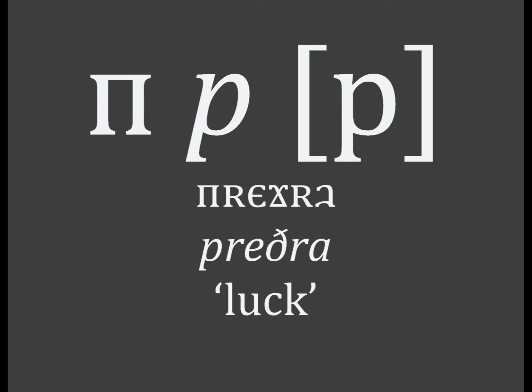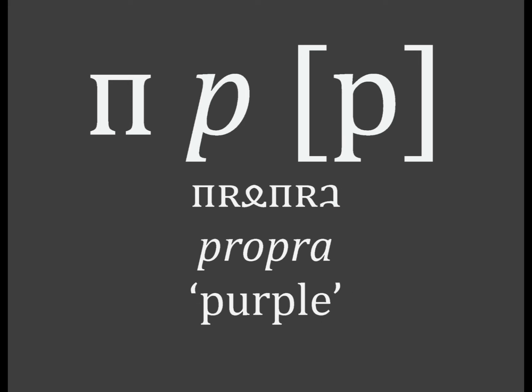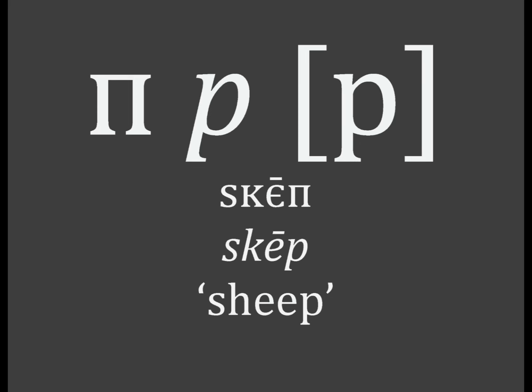Predra means luck or fortune. It represents an unvoiced bilabial stop, like the P in purple. It is transliterated as P. Papirins, made of paper. Propra, purple. Skype, sheep.